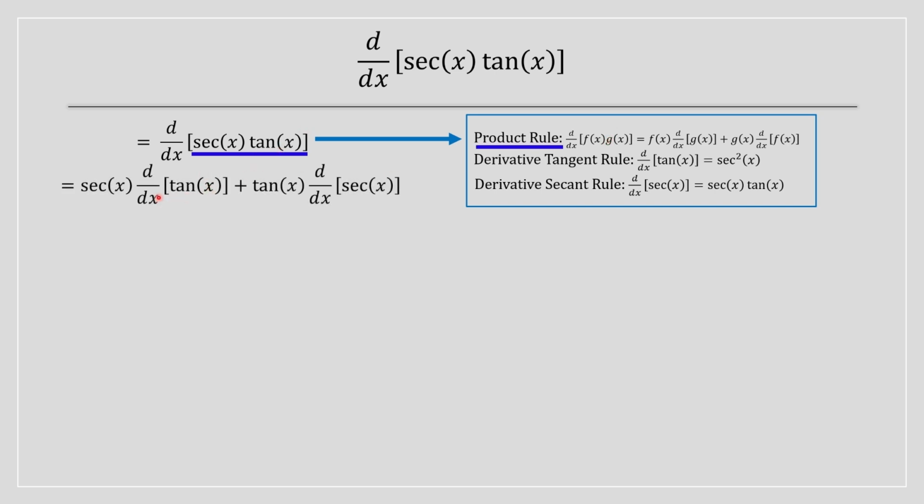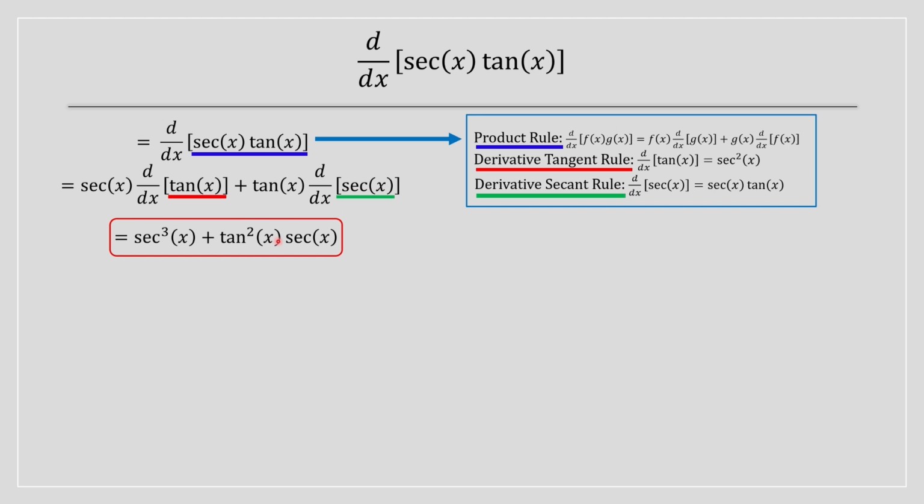Once we applied it, we have a derivative of tan, and we have a derivative of secant. The derivative of tan would turn to secant squared of x. And over here, we have the secant, which would turn to secant x tan x. And we're left with this, and that's the answer to this question.